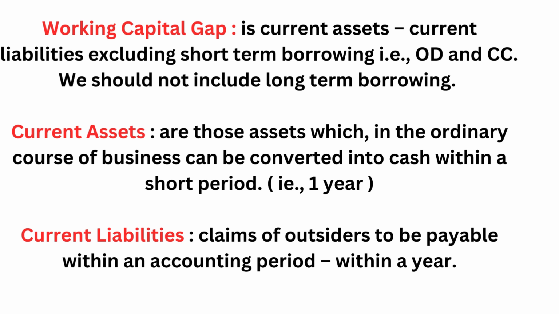Working capital gap is current assets minus current liabilities excluding short-term borrowing, that is OD and CC. Please note that we should not include long-term borrowing. Current assets are those assets which in the ordinary course of business can be converted into cash within a short period, that is 1 year. Current liabilities means claims of outsiders to be payable within an accounting period, within a year.